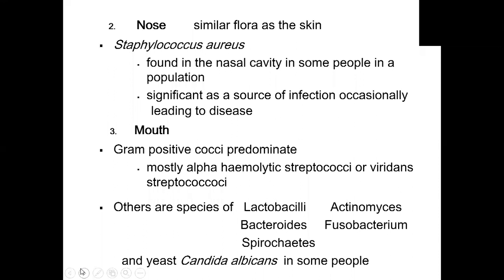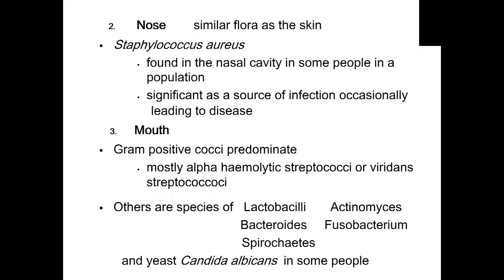So from the skin, we go to the nose. The organisms which are found on the skin as normal flora can also be found in the nose. And one important organism is Staph aureus. This is important because there are some people who harbor it. A certain percentage of the population harbors Staphylococcus aureus in the nasal cavity, and they can act as a source of infection, maybe to themselves or to other people.